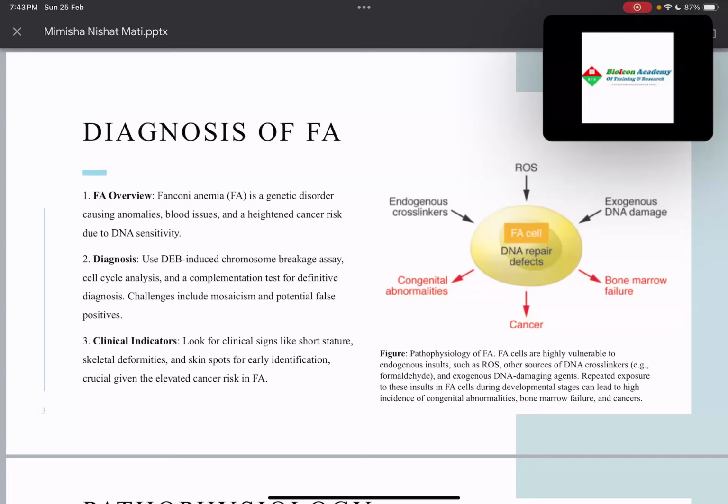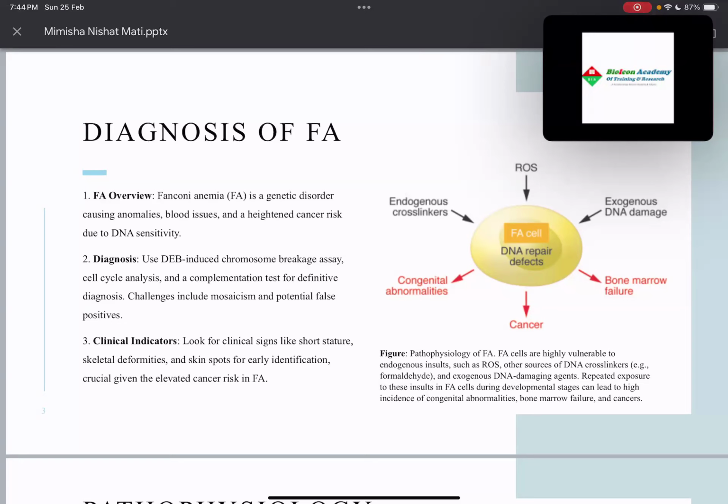Mosaicism. This is a condition in which cells within the same person have a different genetic makeup. This condition can affect any type of cell, especially, we can say, blood cells. Clinical indicators: look for clinical signs like short stature. This is a general term used to describe a condition in which a child's or teen's height is well below the average height of his or her peers. Skeletal deformities and skin spots help early identification, crucial given the elevated cancer risk in Fanconi anemia.